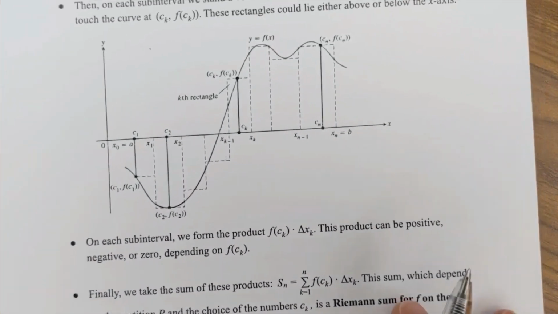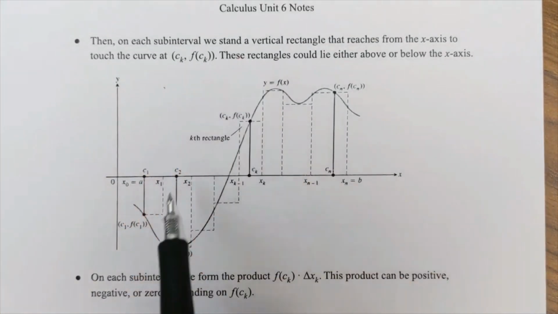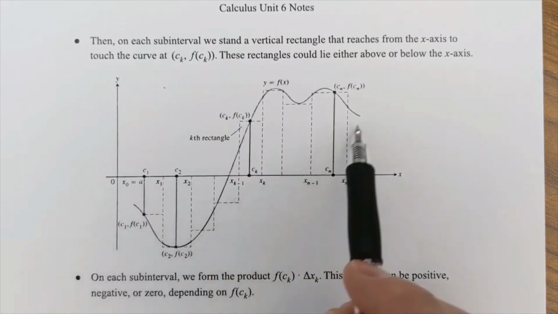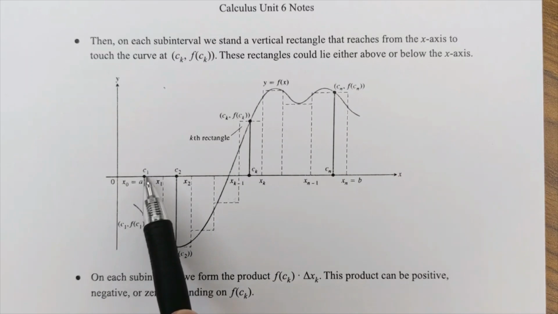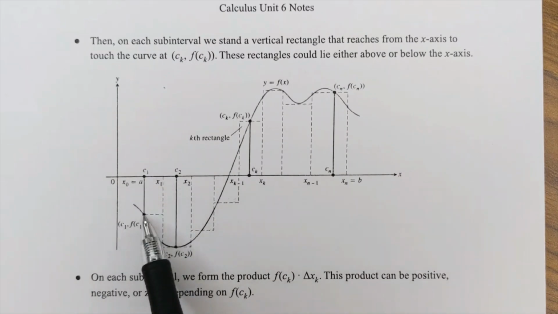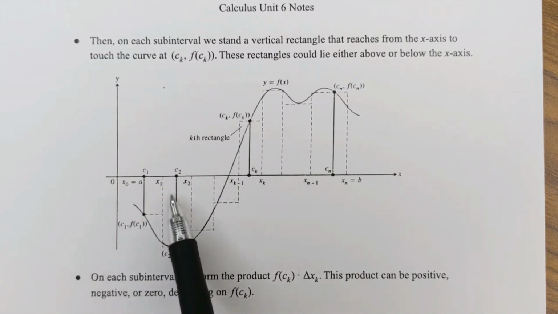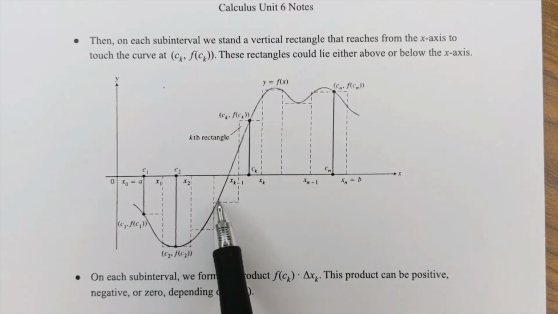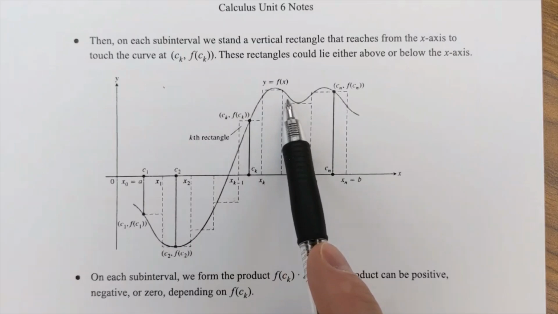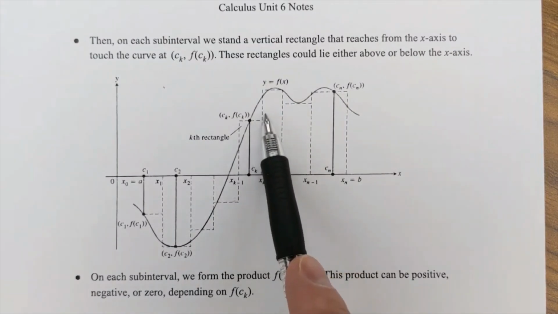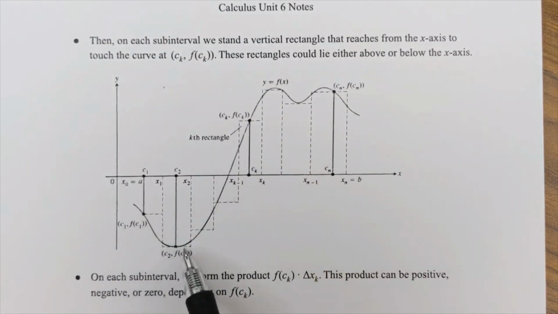Then, on each subinterval, we stand a vertical rectangle, as you see here, that reaches from the x-axis to touch the curve at some point. Here it touches the curve here, so this one would be an L. This one they used M. If you notice though, they're not consistent about where the rectangle touches the curve. You just go up essentially until the vertical height is where you have it to be.